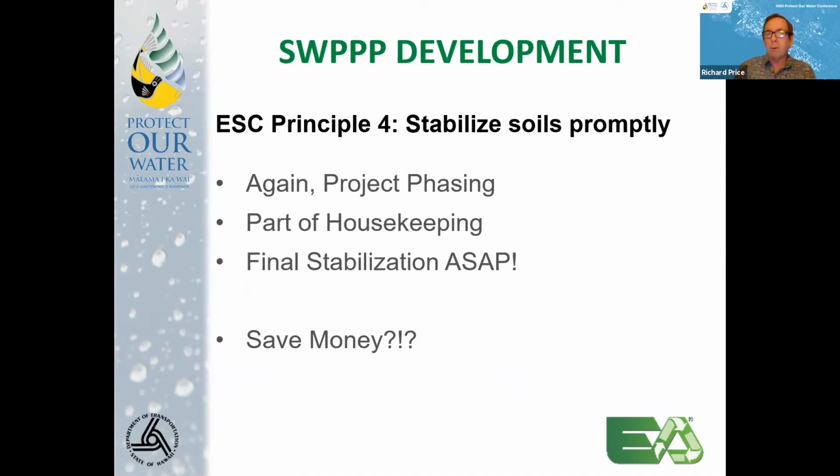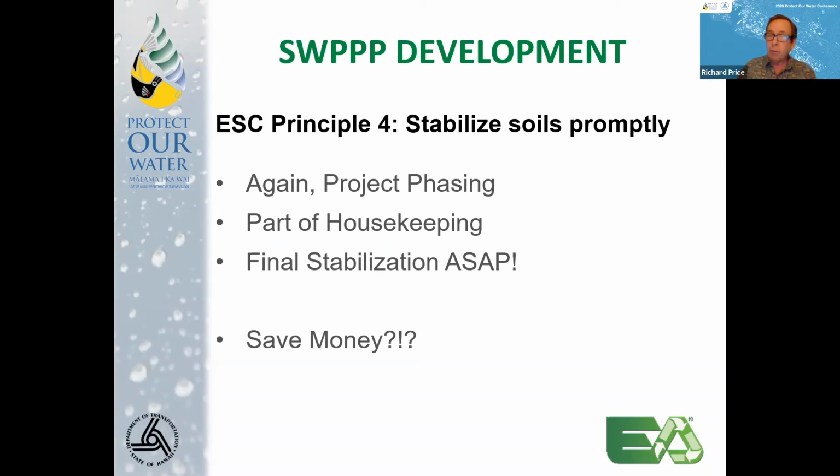So principle number 4, stabilize soils promptly. Again, this is a lot about project phasing. If you can work the soil, get your final grading in place, seed it, and if it's on a steep slope, put down your matting, and reach final stabilization, you're done. You can mark that section of the project off of your SWPPP, and you no longer need to do inspections there. You no longer need to be concerned about BMPs there, that area of the project is done. So obviously it can be a big money saver.